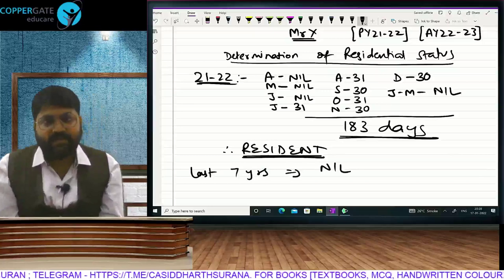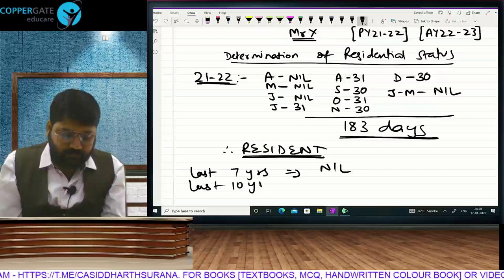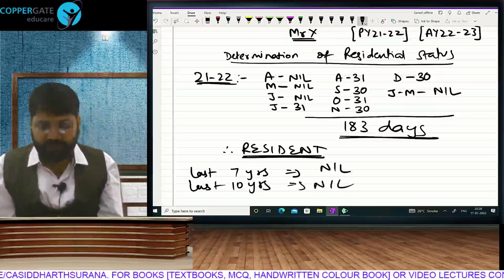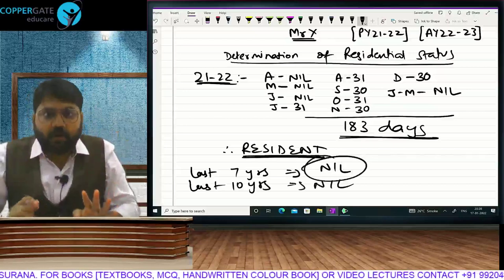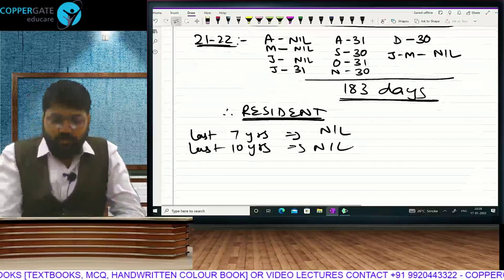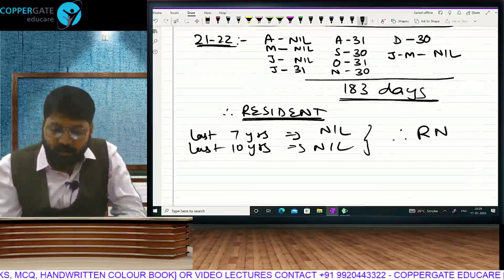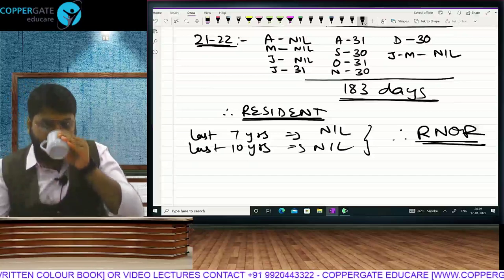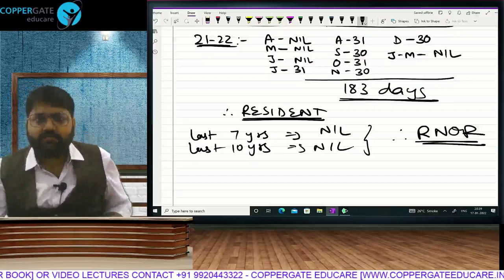Has he satisfied 730 days? No. Last 10 years is also zero. By the way, for ROR, you have to satisfy both. If anyone is dissatisfied, there also you can stop. Correct or no? In the additional conditions, it is both, no? And therefore, what is your conclusion? The assessee is RNOR. Is that understood?